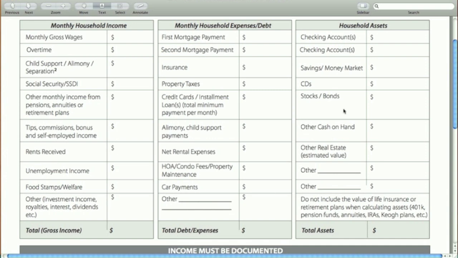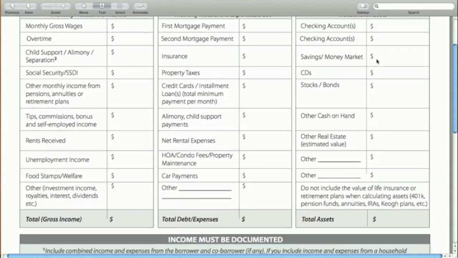Your checking account in this particular area is where you're going to enter that. Also, your savings account, if you have a savings account, CDs, stocks and bonds, other cash on hand, you need to put all that stuff in here. And if you have other rental properties, you need to put the value of those properties. And if you have any other assets, you want to put that on here. Now, remember what I said earlier, your 401k, pension funds, annuities, and so forth, you don't need to add that stuff in here. They're talking about cash in hand, checking accounts, and so forth. Money that's liquid that you could use at pretty much any time, okay?